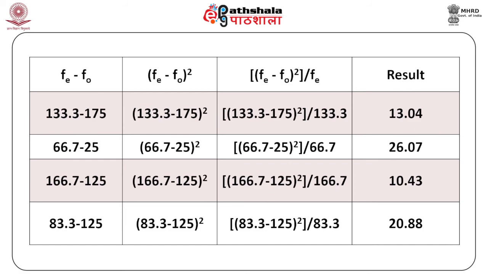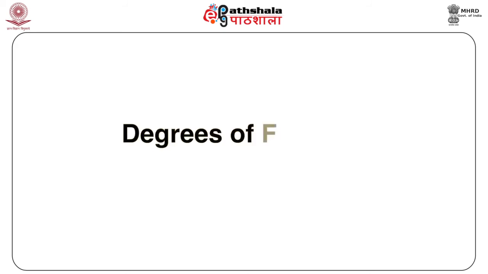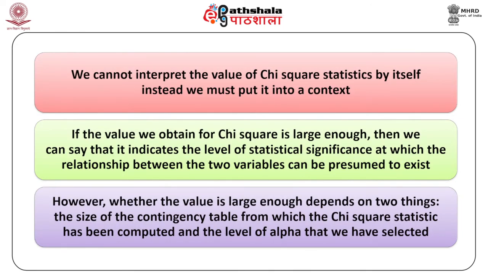To calculate the value of chi-square, add up the result for each cell. Total is 70.42. Degrees of freedom. We cannot interpret the value of chi-square statistic by itself. Instead, we must put it into a context. If the value we obtain for chi-square is large enough, then we can say that it indicates the level of statistical significance at which the relationship between the two variables can be presumed to exist.